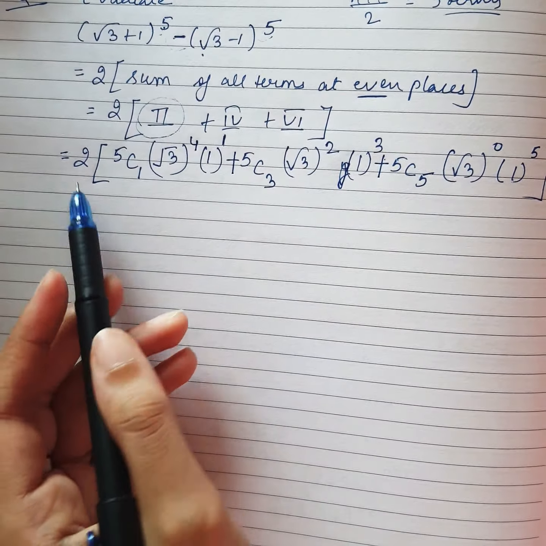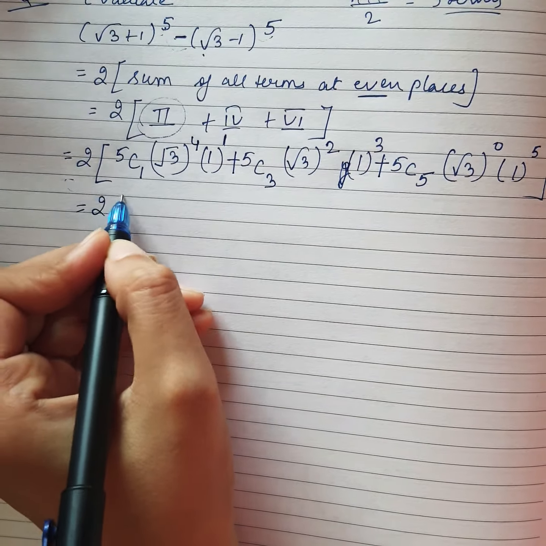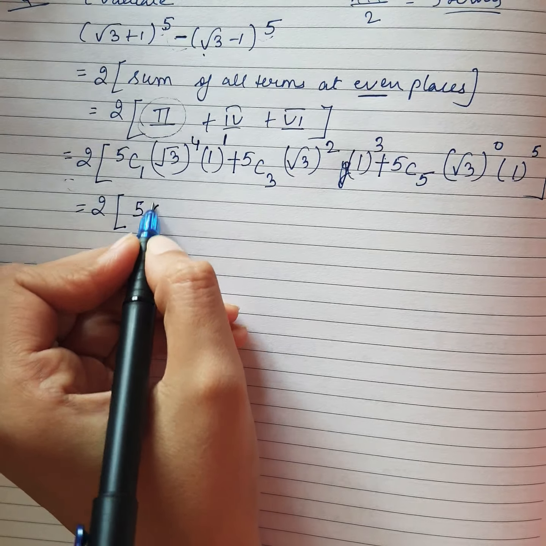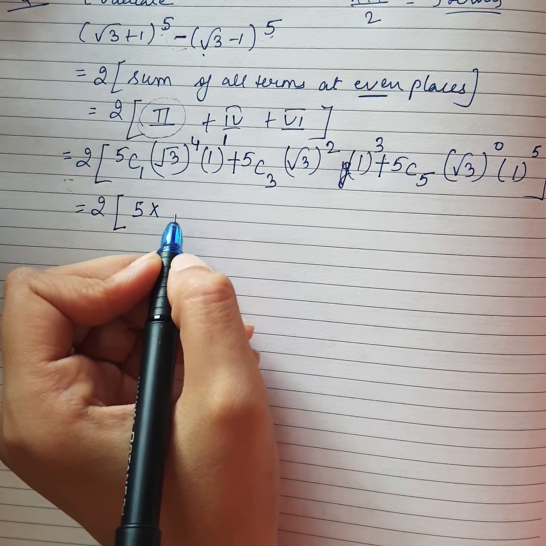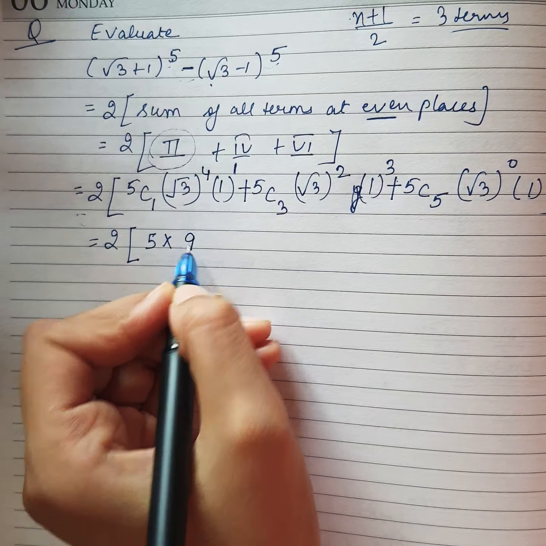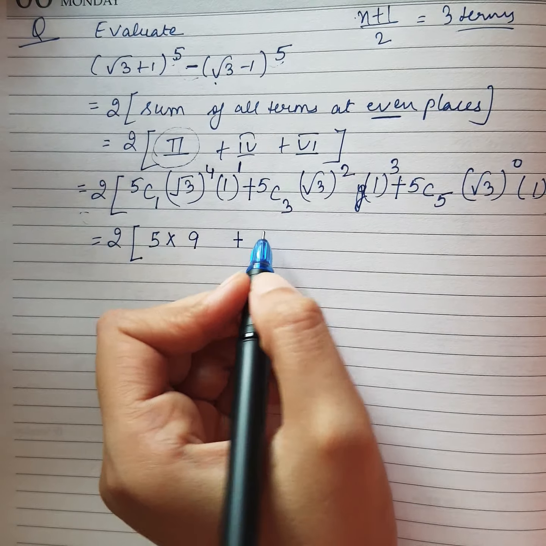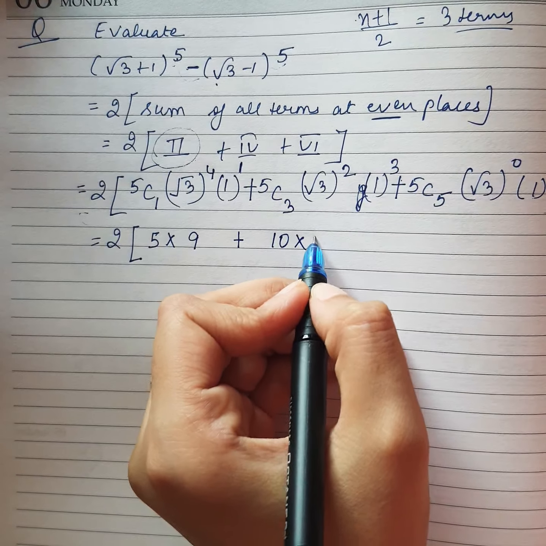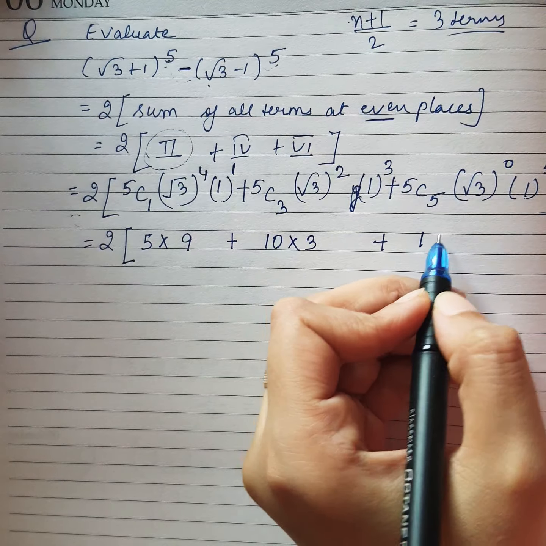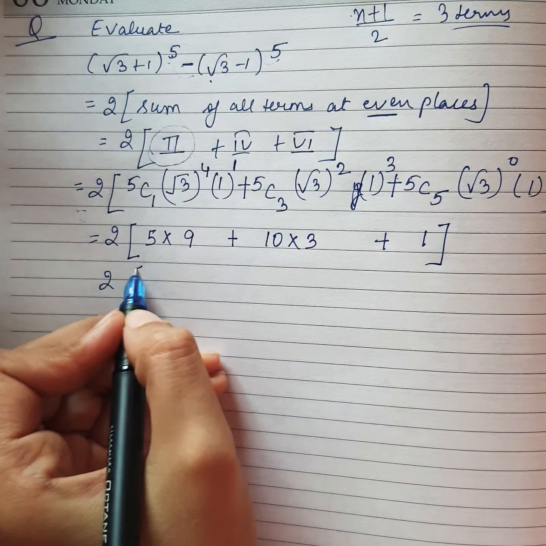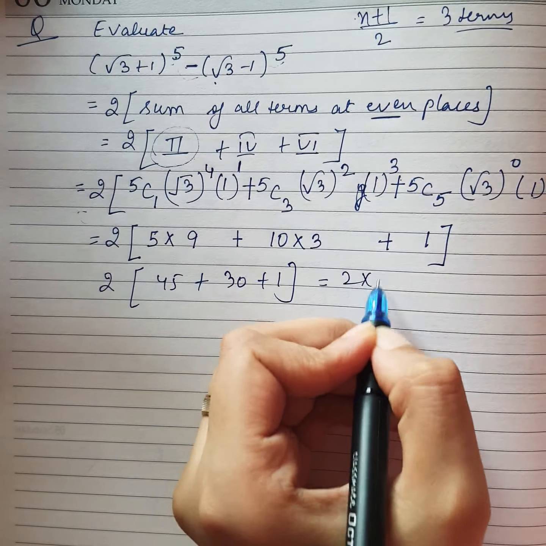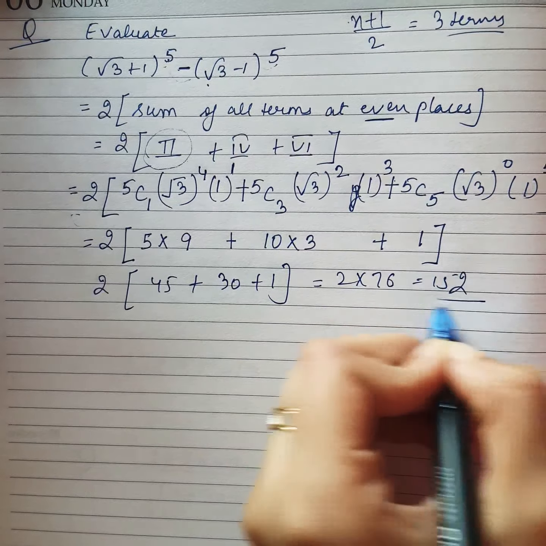Plus, plus. Now only we have to solve this. 5c1 is n, so 5 into root 3 to the power 4 will be 9. Then 5c3 will be 10 after solving, and this is 3. 5c5 will be 1 into 1 into 1, will remain 1. 45, 31, 2 into 76, 152.